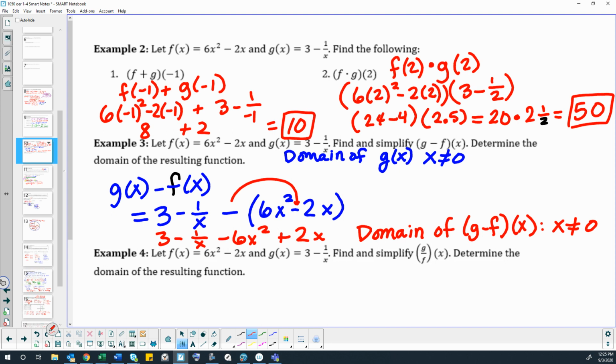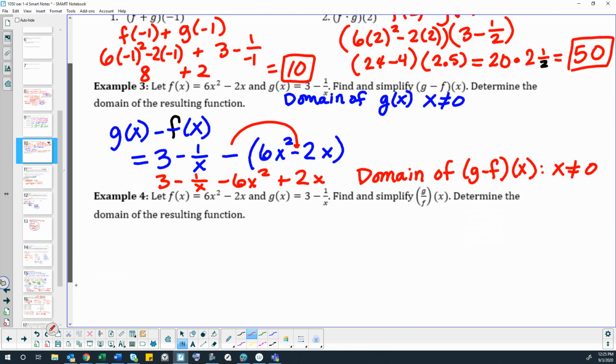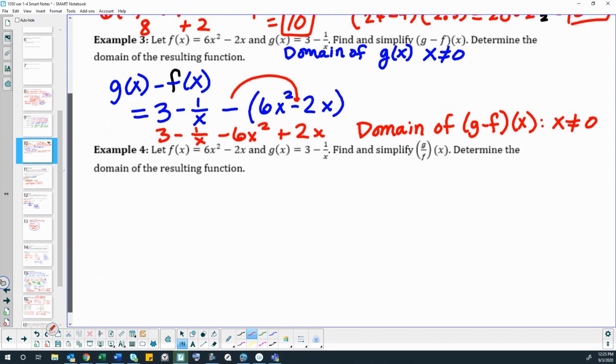All right, last one is division. Again, we could look at the domain. We already talked about it right here. So the domain of g of x is that x cannot equal 0. So we'll keep that in mind as we simplify this next problem. So we're going to do g of x divided by f of x.